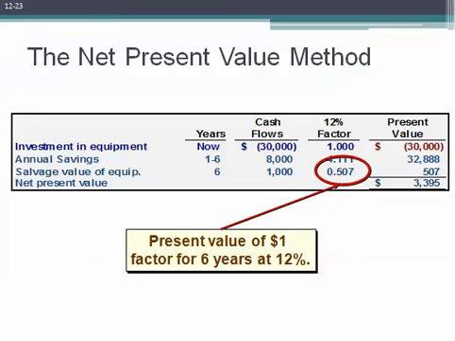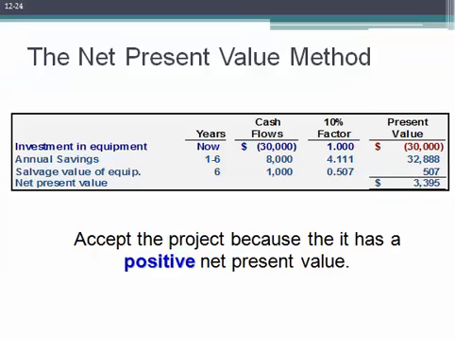The salvage value of our equipment was $1,000, and since that's going to be received in year 6, we need to find the present value of $1 for 6 years at 12%. And again, this is a lump sum rather than an annuity. So we'll look it up in our table, and we get a factor of 0.507. This means the present value of that $1,000 that we'll receive at the end of year 6, today, is only worth $507.